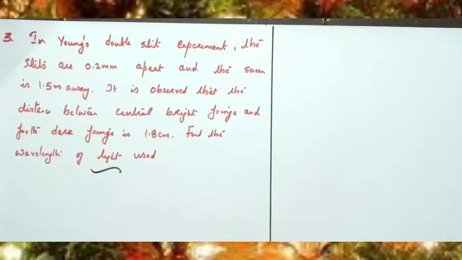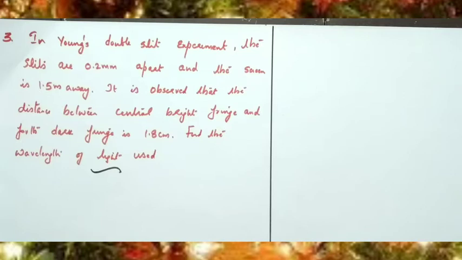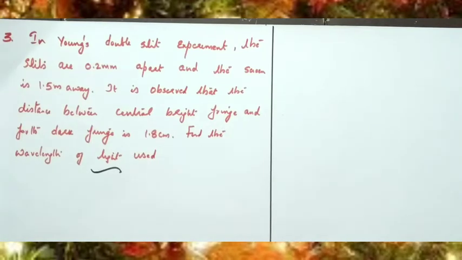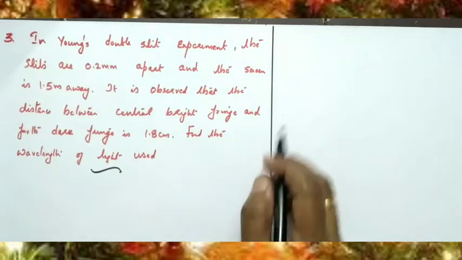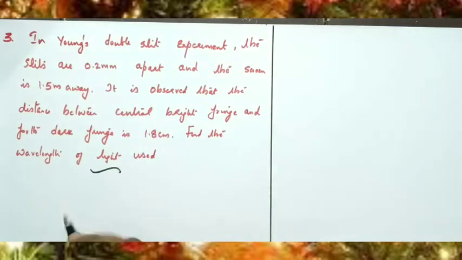Third question, in Young's double slit experiment, the slits are 0.2 mm apart and the screen is 1.5 meter away. It is observed that the distance between central bright fringe and the fourth dark fringe is 1.8 centimeter. Find the wavelength of light used. So what are the values given? The slits are 0.2 mm apart.